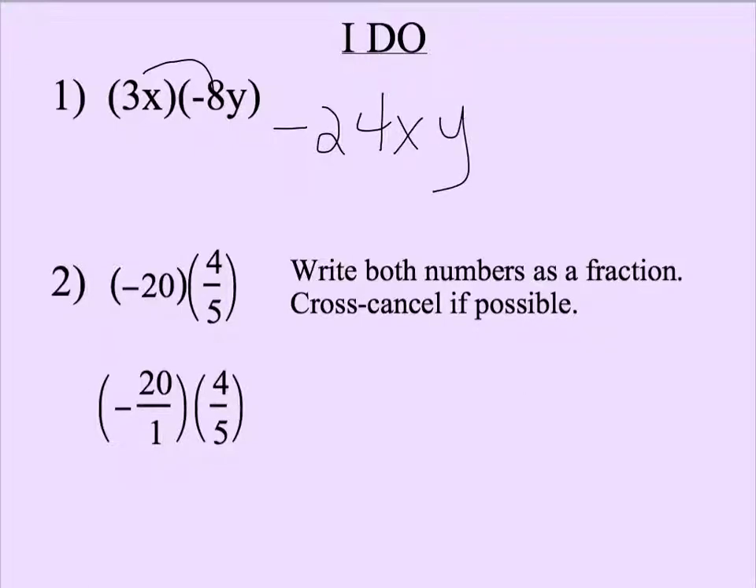Okay, for the second one, I want to write both numbers as a fraction. So here when I started out with -20, I just put -20 over 1 so I could easily multiply. So here I have a negative times a positive, so my answer will be negative. 20 times 4 is 80, and then over 5. Okay, here I can simplify, and I'm going to get -16.